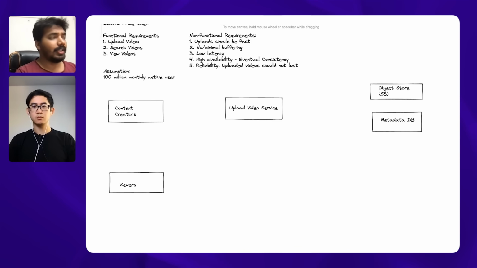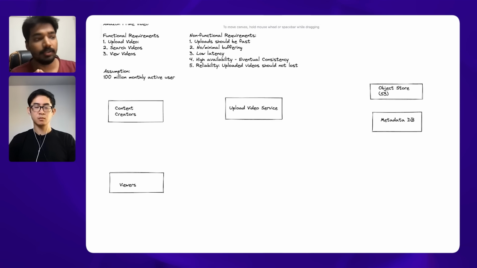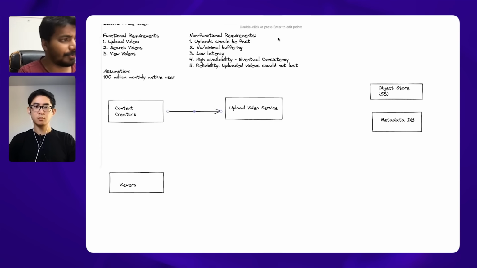Okay, so that's the most basic. I'm not connecting the lines primarily because we have not factored in the scale right now. We have not factored in how we'll make uploads fast. But the core, just at a very high level, from a 10,000 feet level, is that content creators interact with the video service, and the video service goes ahead and dumps the information into the object store and the metadata DB. Okay, this is the simplest path.